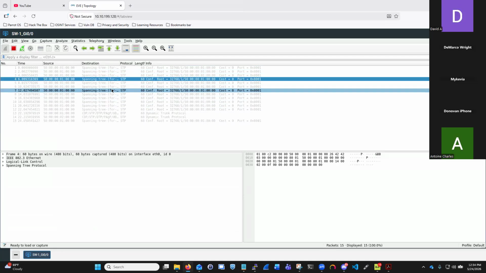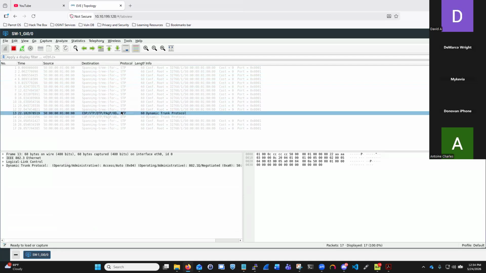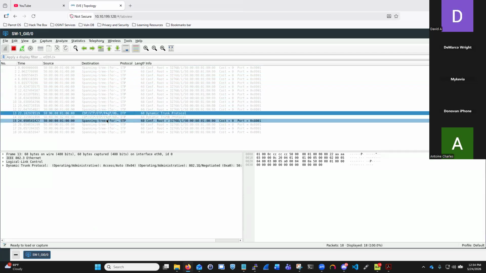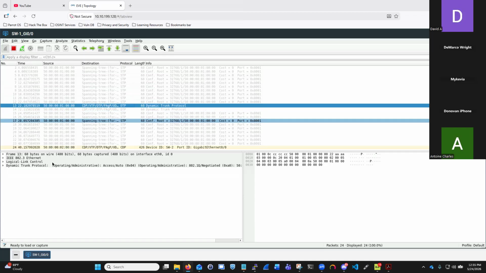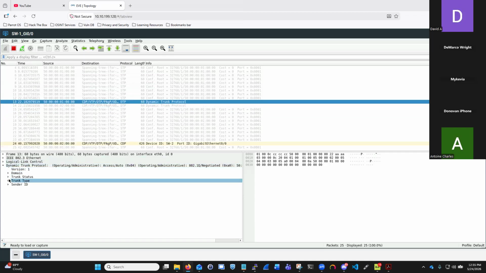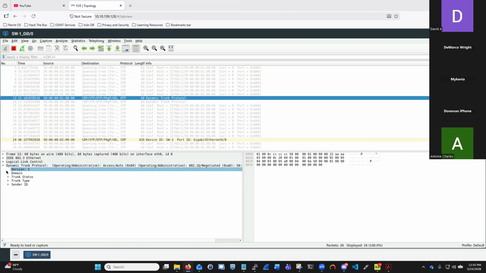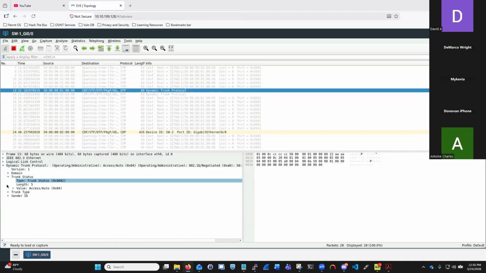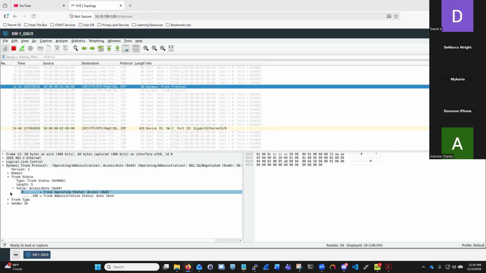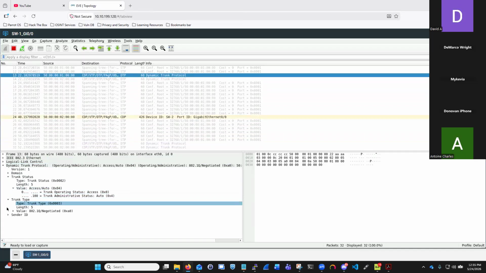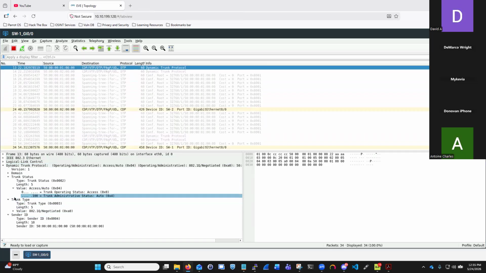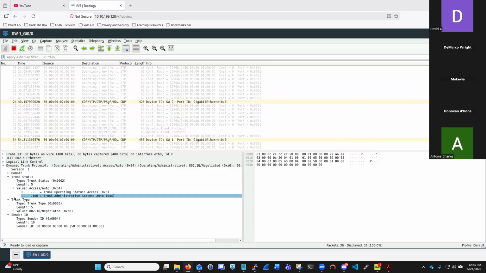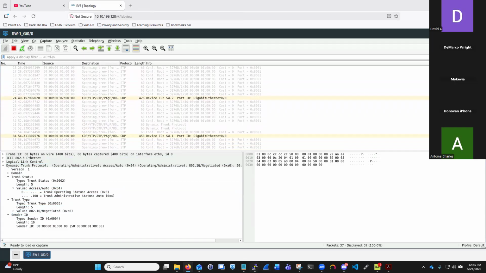If we configure two sides, and there we go, now we see messages. But if we configure two sides as dynamic auto, the trunk is never going to come up. If we take a look at this frame, we see trunk status set to auto, negotiated. There's nothing negotiated. Nothing's happening. It's just straight up listening.